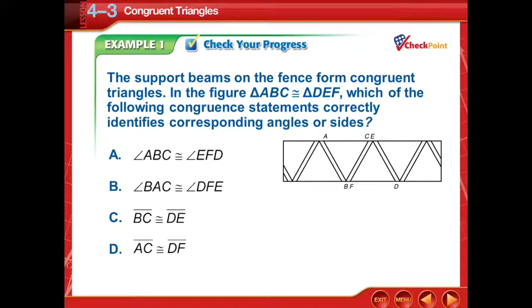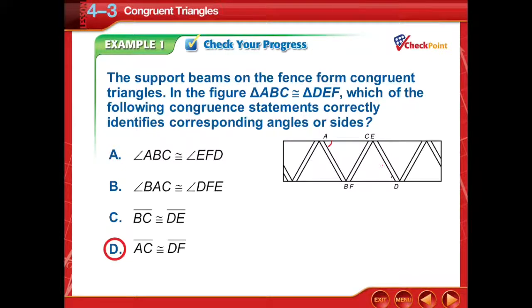Here is an example for you to try. The reason that D is correct is because if I go through each of these, it says triangle ABC is congruent to triangle DEF. When you are faced with a problem like this, mark it.